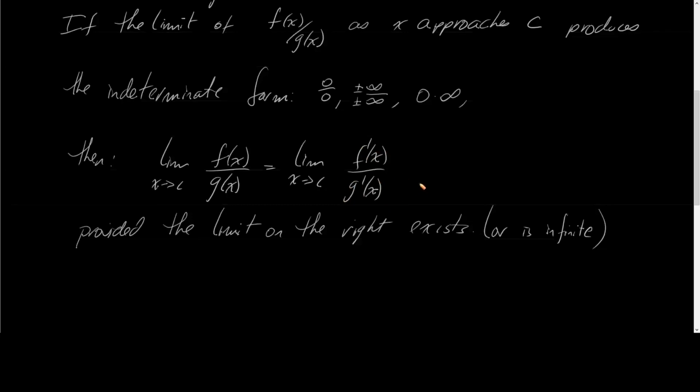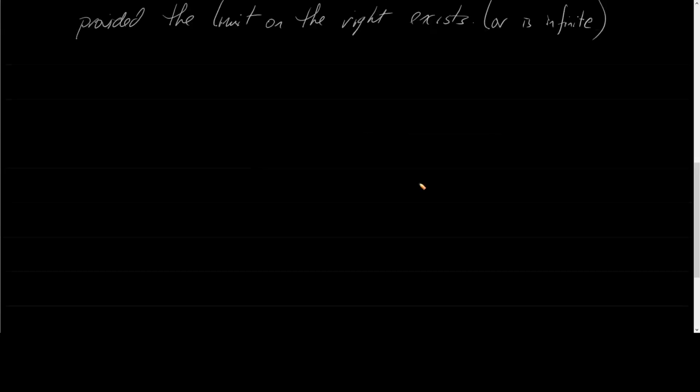So let's see some examples. And we'll start out easy. So we're going to find some limits here. The limit as x goes to 0 of e to the 7x minus 1 over x. Alright, let's see what happens here.